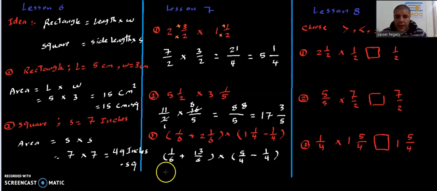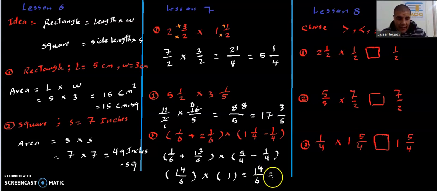Good. Here can we add? Yes. 1 plus 13 equals 14 divided by 6. Multiply and subtract. You must subtract as it's a bracket. So 5 out of 4 minus 1 out of 4 will be 4 out of 4, which is 1. So 5 minus 1 equals 4 divided by 4, and 4 divided by 4 equals 1. So 2 steps in only 1 step. Multiply: 14 divided by 6 times 1.